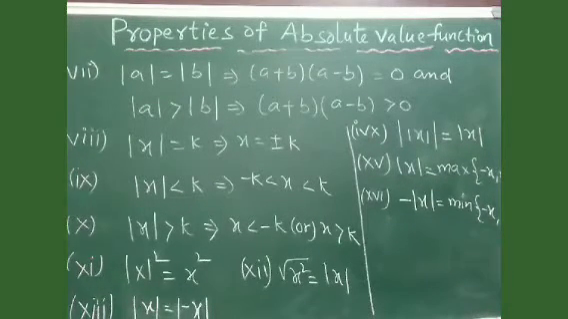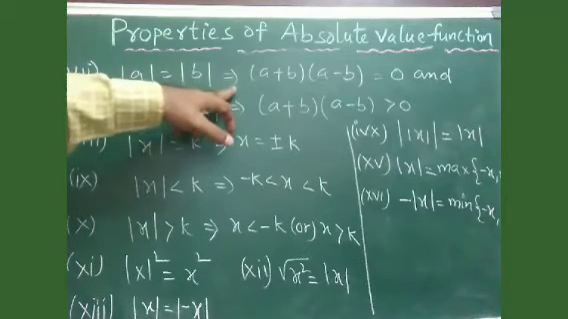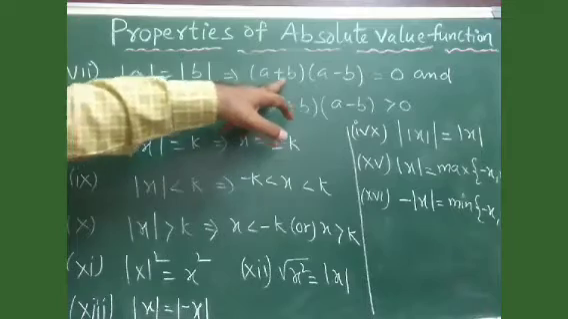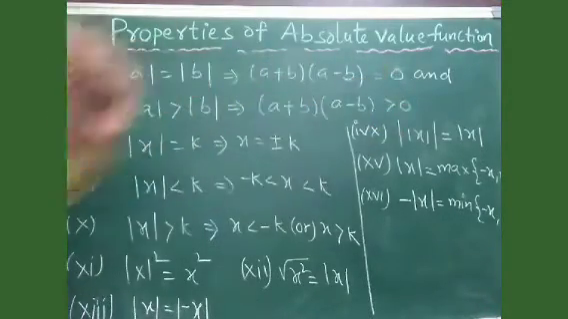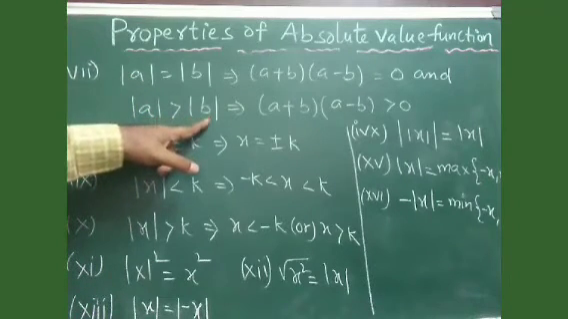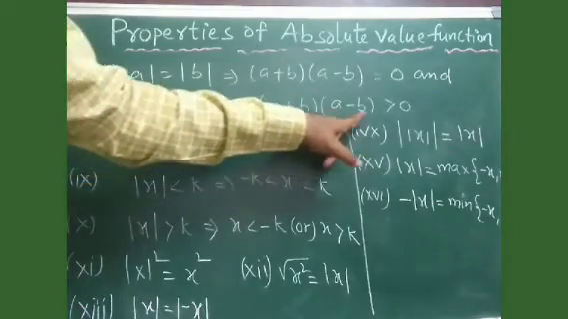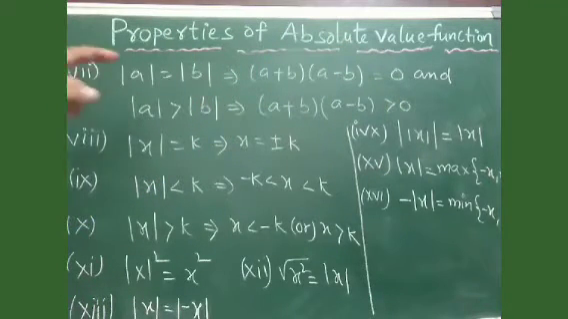So next, property number 7. Modulus of A equals modulus of B implies we can write A plus B into A minus B equals 0. And if modulus of A is greater than modulus of B, that implies we can also say that A plus B into A minus B is greater than 0. So these two you can prove similarly to what we did for the last properties. In the same way you can also prove the 7th one.